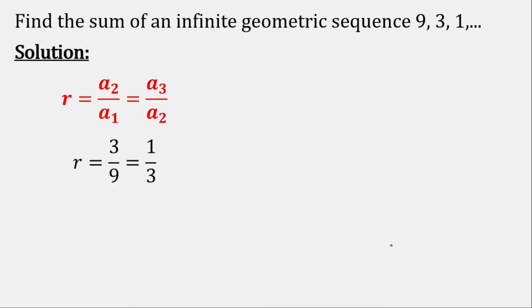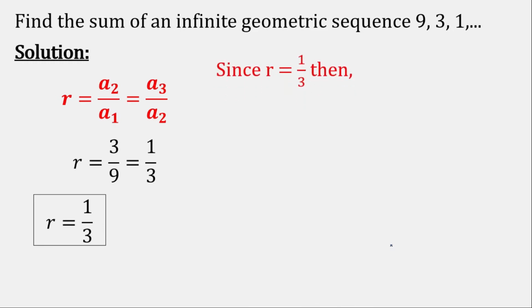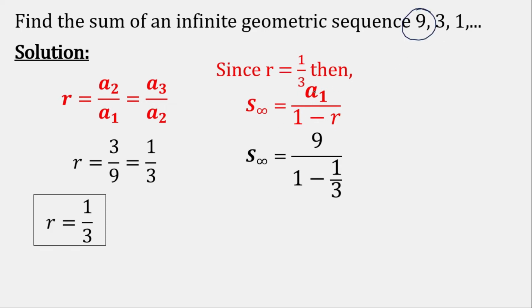Now let's put that in an example. Find the sum of the infinite geometric sequence 9, 3, 1, and so forth. If we first compute the common ratio, we can see that the common ratio is 1/3. Since 1/3 is between -1 and 1, we can use this formula. Let's substitute the given values: 9 for a sub 1 because that is our first term, and 1/3 for r because that's our common ratio. We simplify by subtracting 1/3 from 1. Then we have 9 over 2/3.